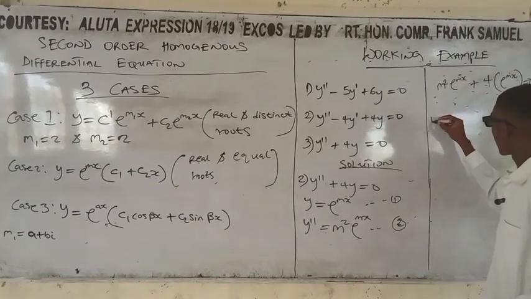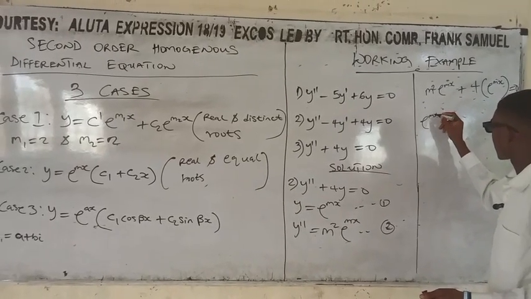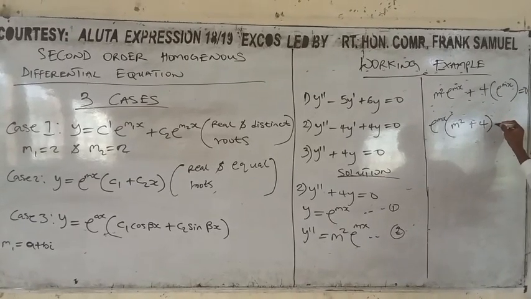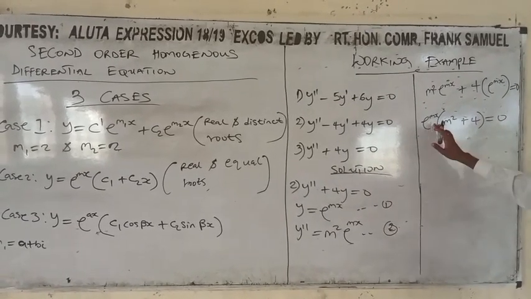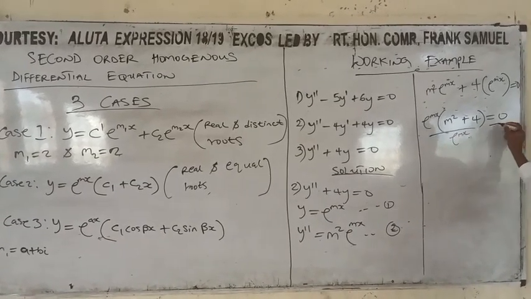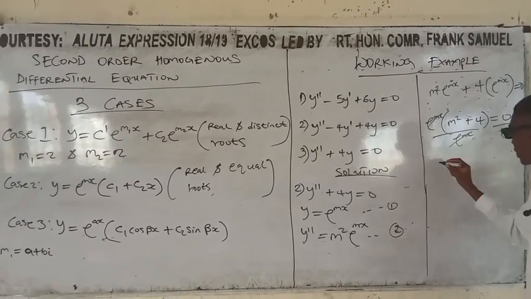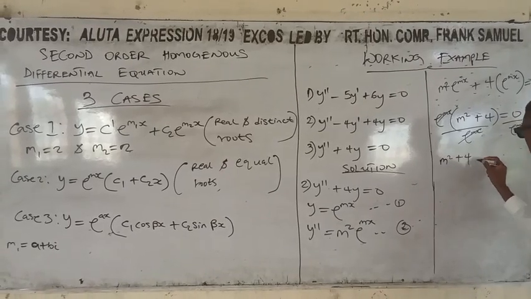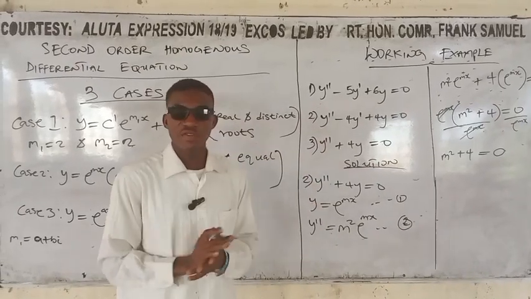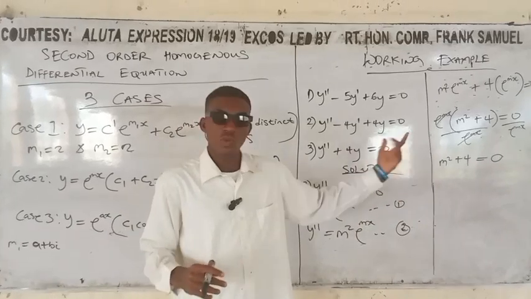Now factor out exponent mx because we have exponent mx here and here. Factoring out, we have exponent mx bracket m square plus 4 equals to 0. Dividing both sides by exponent mx, this cancels this, so our auxiliary equation is m square plus 4 equals to 0. Now we have formed our auxiliary equation. We are done with step 1 of solving a second order homogeneous differential equation. What is step 2? Solve this quadratically.